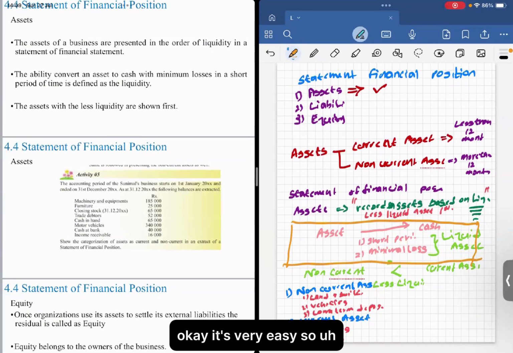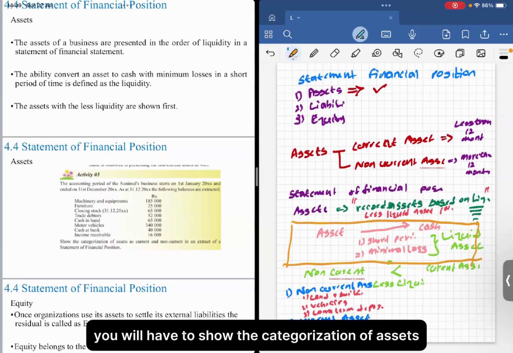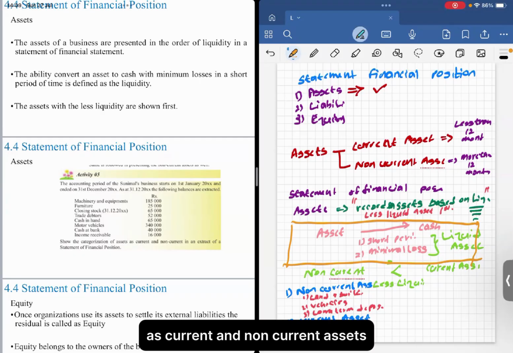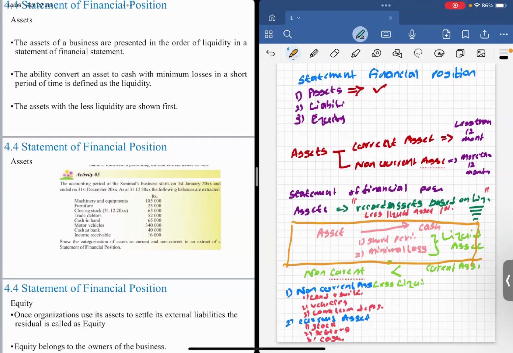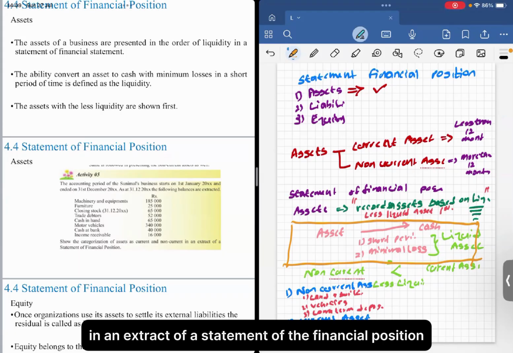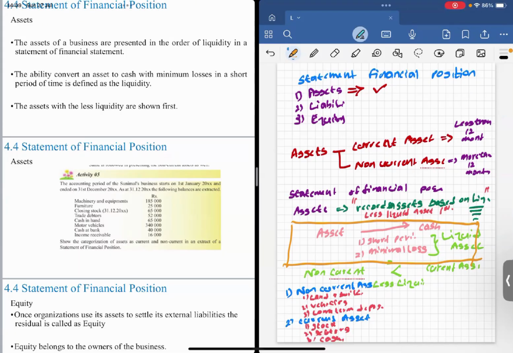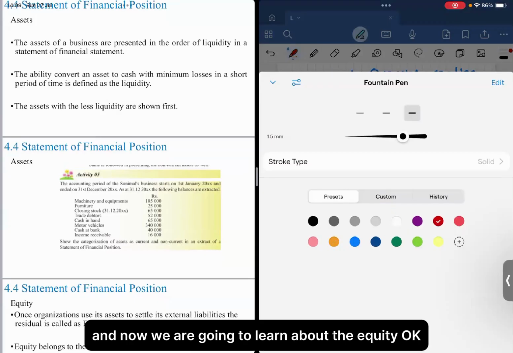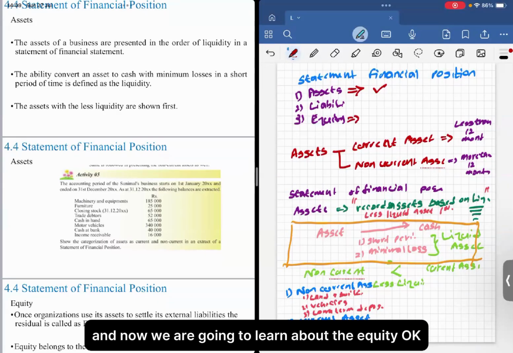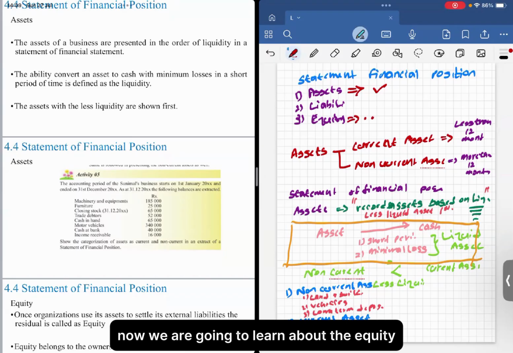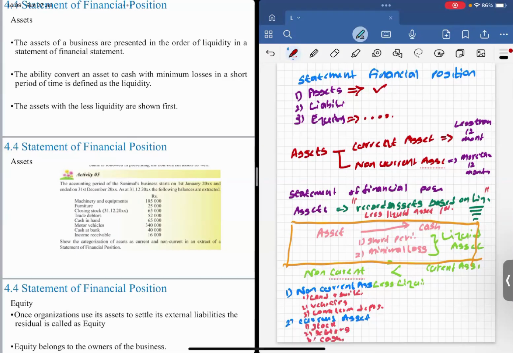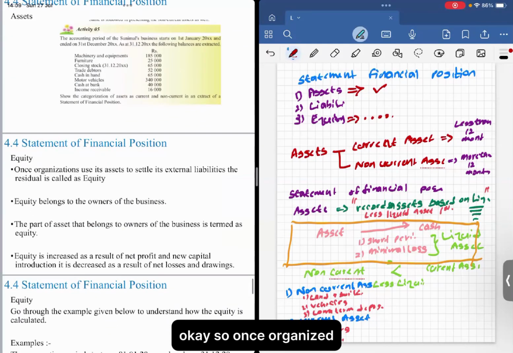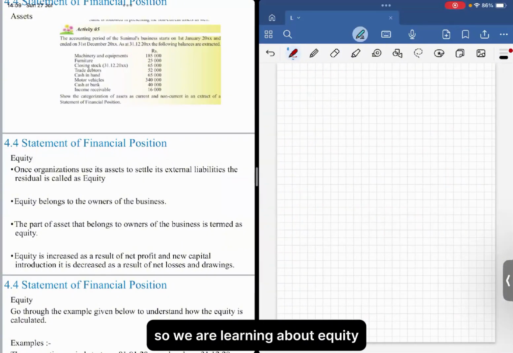It's very easy. You will have to show the categorization of assets as current and non-current assets in an extract of a statement of the financial position. So we learned about assets, and now we are going to learn about equity.